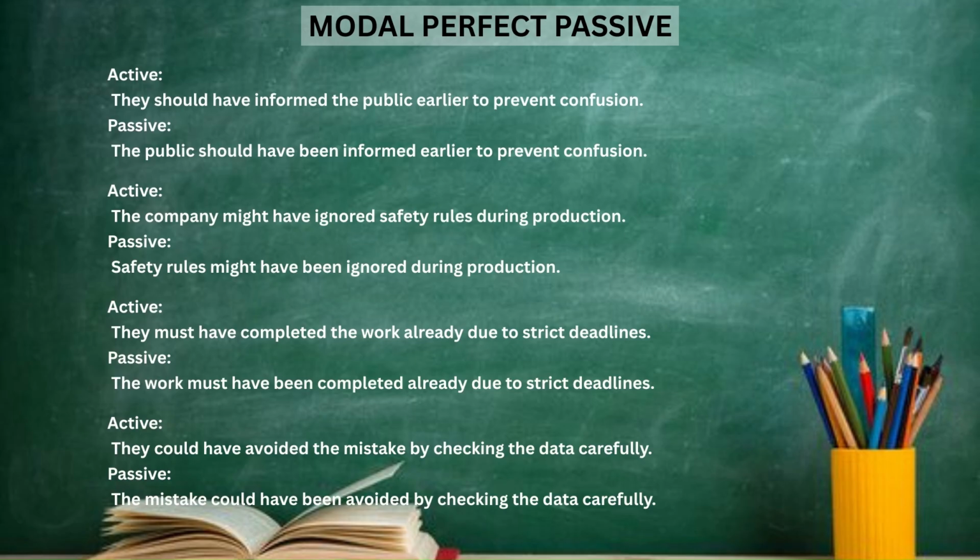Now we go to example number 4. In active voice, they could have avoided the mistake by checking the data carefully. Passive, the mistake could have been avoided by checking the data carefully.